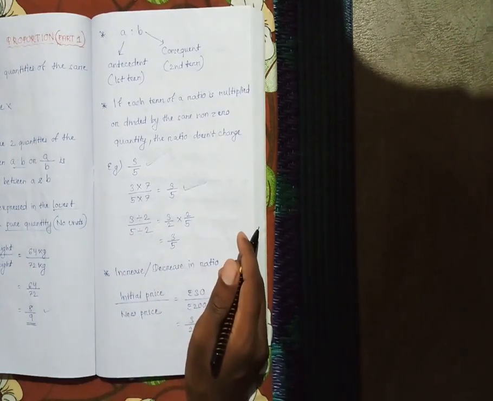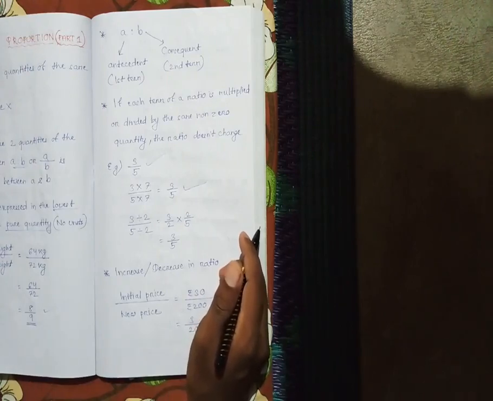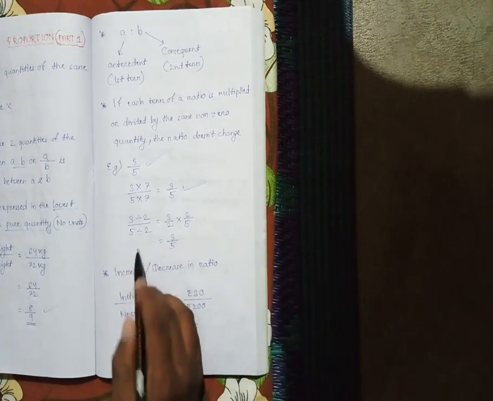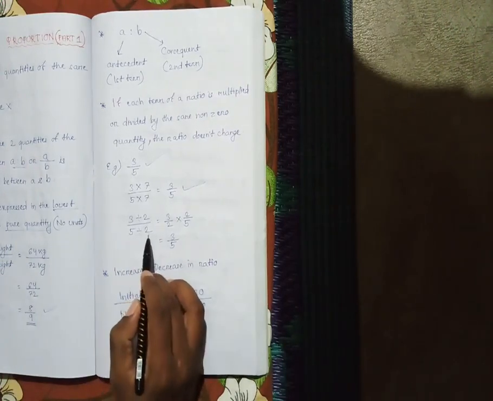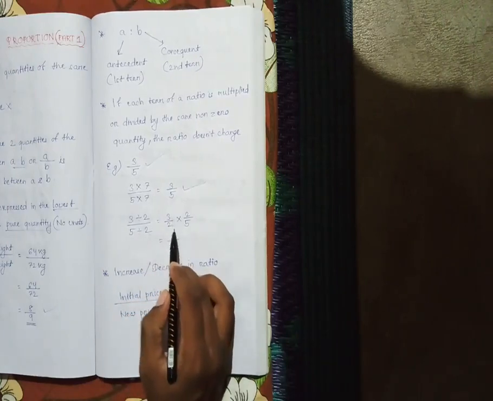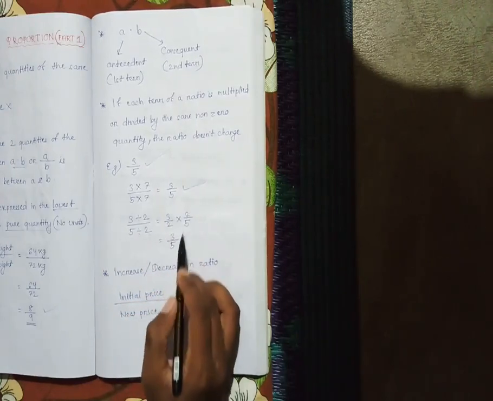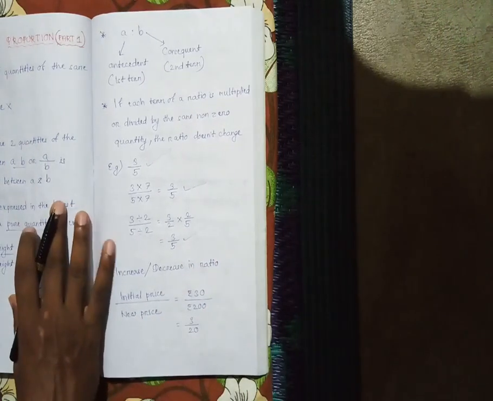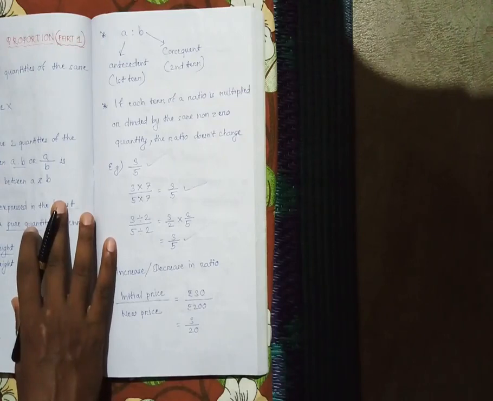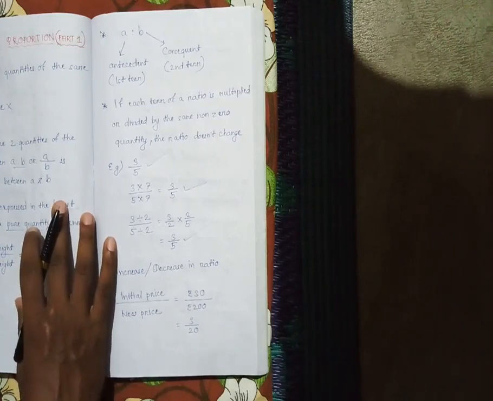When we multiplied each term by the same non-zero quantity. Now let us divide. Suppose I am dividing by 2. 3 divided by 2 by 5 divided by 2. We will get 3 by 2 into 2 by 5. 2 cancel, again 3 by 5. So as you can see, if each term of a ratio is multiplied or divided by the same non-zero quantity, the ratio doesn't change.